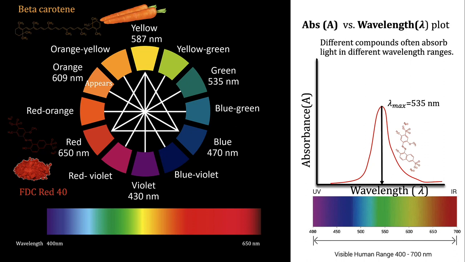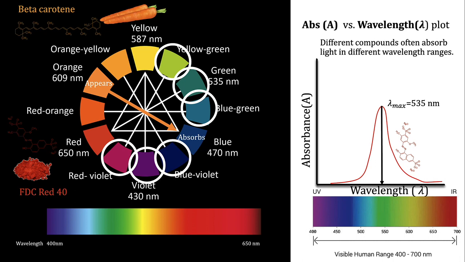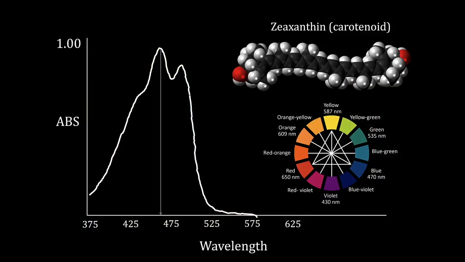Beta carotene, which is responsible for the color of carrots, absorbs mostly blue light and other colors around blue, and transmits back mostly orange light as well as other colors to lesser degrees. An examination of the corresponding absorbance versus wavelength graph of beta carotene bears this out. Zeaxanthin, another carotenoid found in foods like corn, paprika, and saffron, appears orange for the same reason as beta carotene.